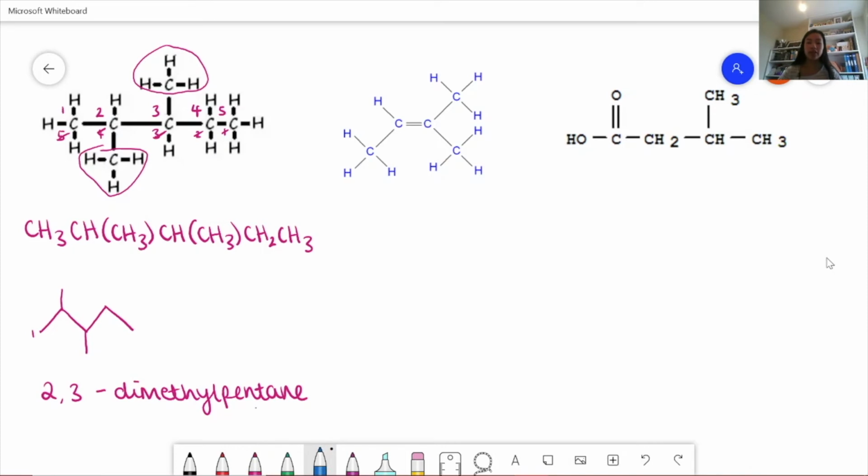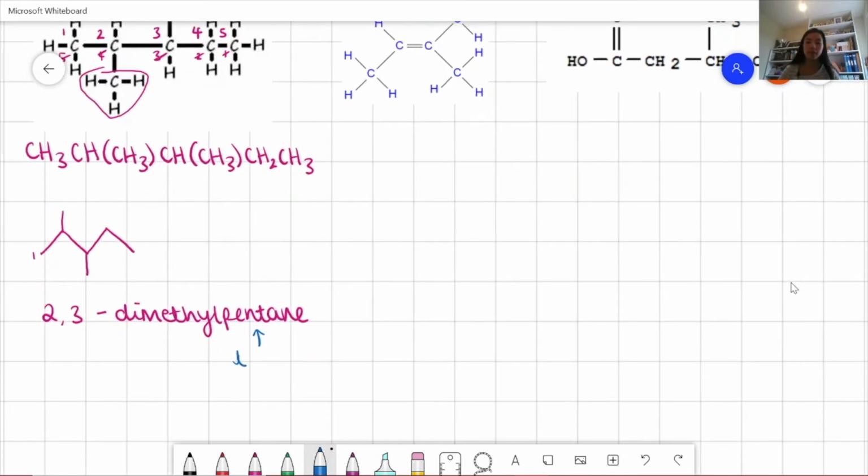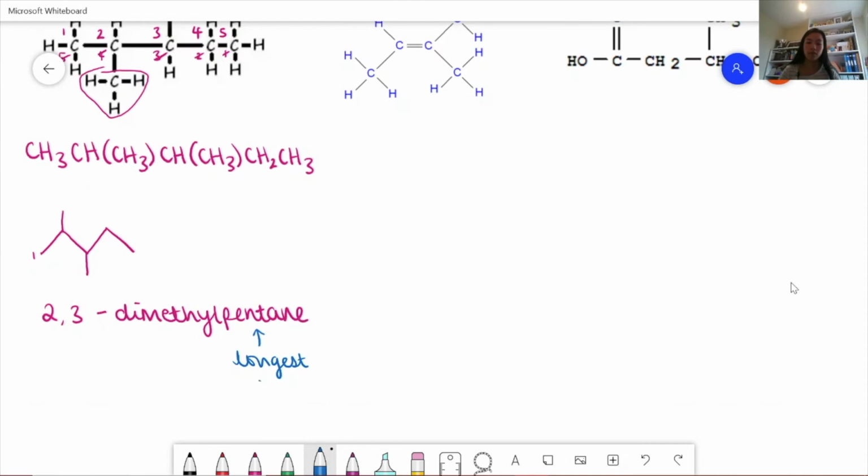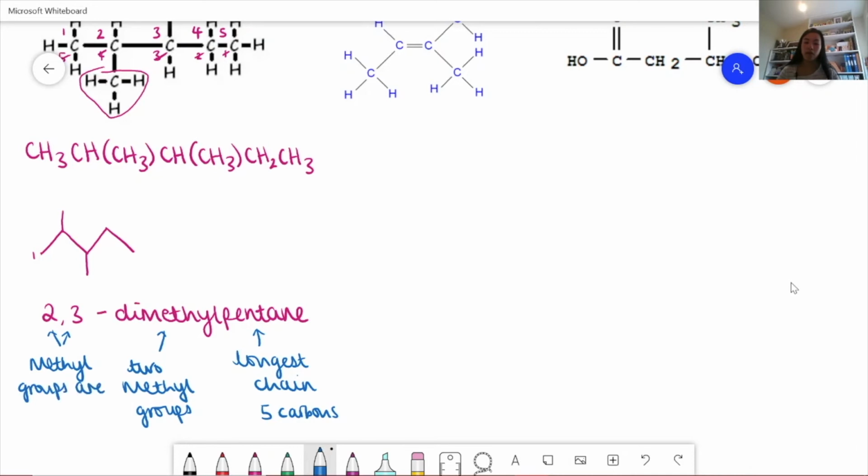Pentane indicates the longest chain. That's telling us that there's 5 carbons in the longest chain. The dimethyl tells us that there's 2 methyl groups. And 2,3 indicate to us that the methyl groups are on carbons 2 and 3.